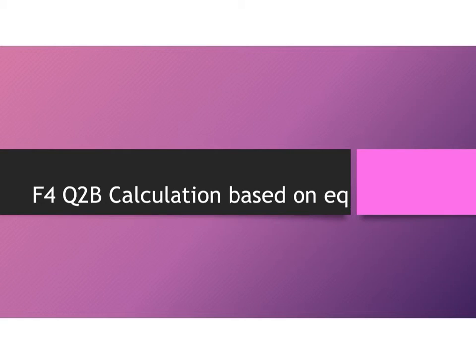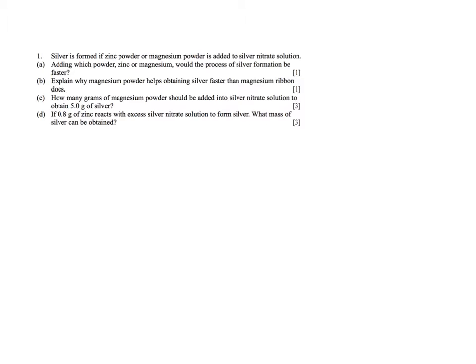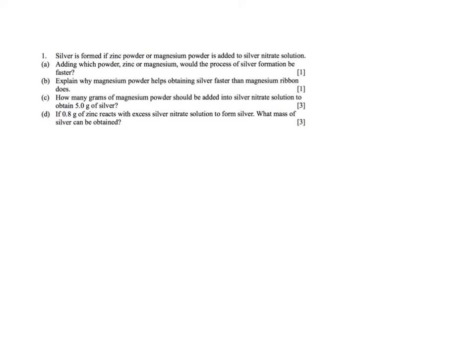Okay, so for quiz 2B, calculation based on the equation. First questions, 1A. Adding which powder, zinc or magnesium? Which one will the process of silver formation be faster? So which one is more reactive? Of course, it is magnesium. Okay, 1 mark for that.